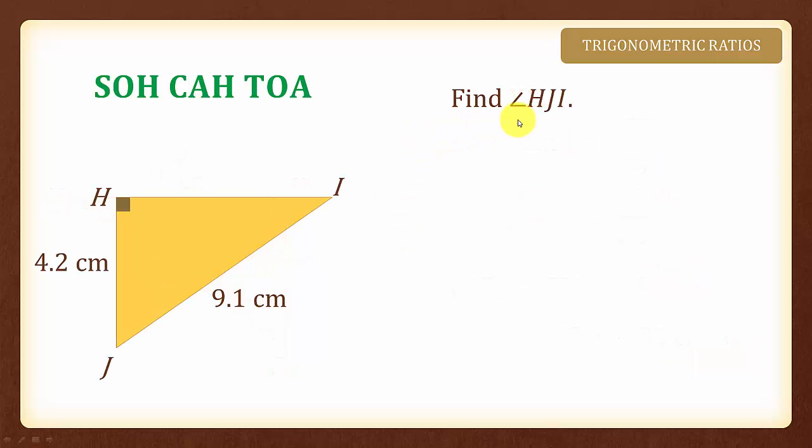Now let us find angle HJI. If HJI is the angle that we are finding, can you identify which side is this and which side is this? Yes, IJ is the hypotenuse while HJ is the adjacent side. We are not going to use the length HI, nor are we given the length here, so there's no need to label this length. Can you identify which trigonometric ratio uses adjacent and hypotenuse? Yes, it is cosine theta.